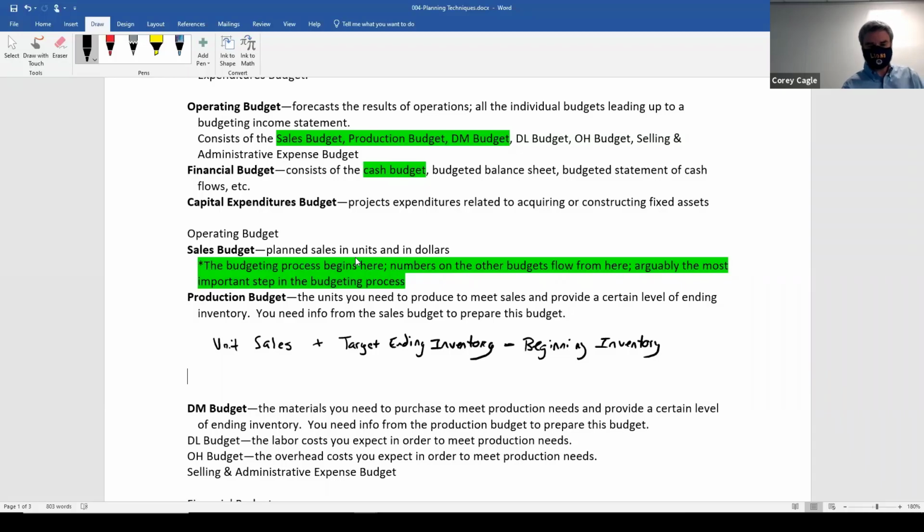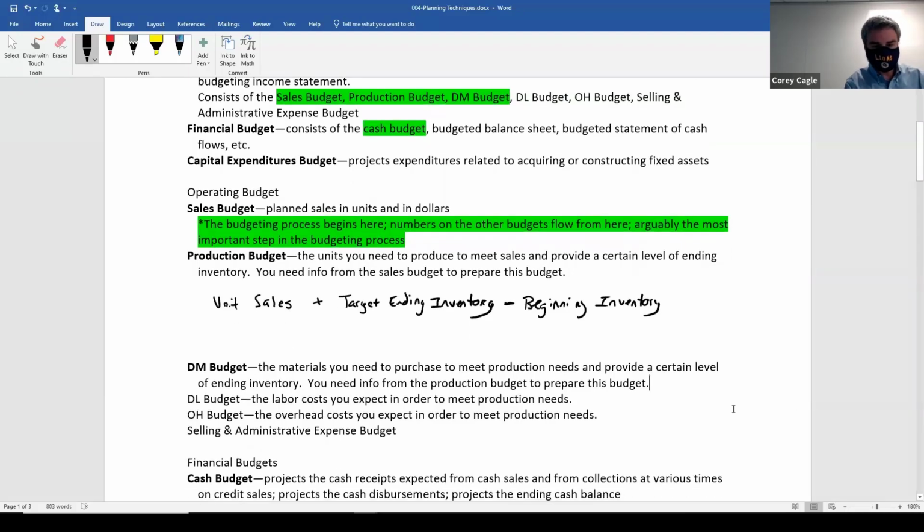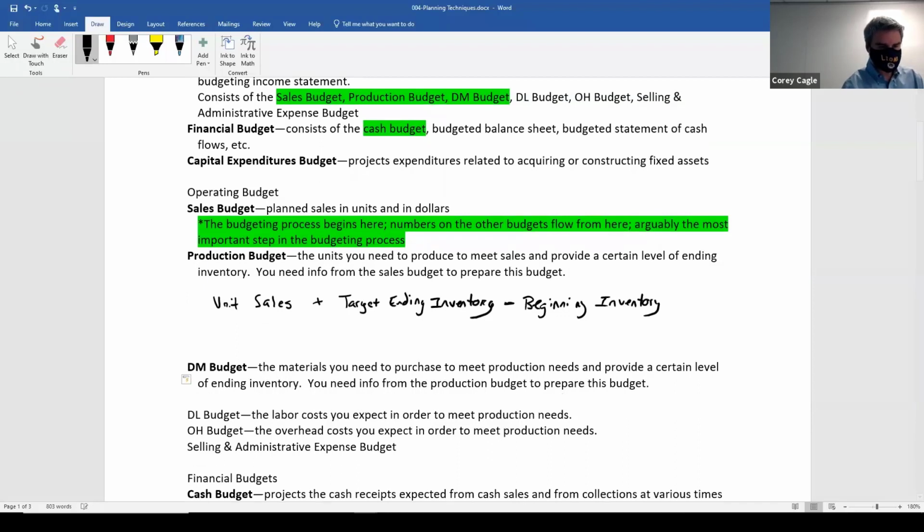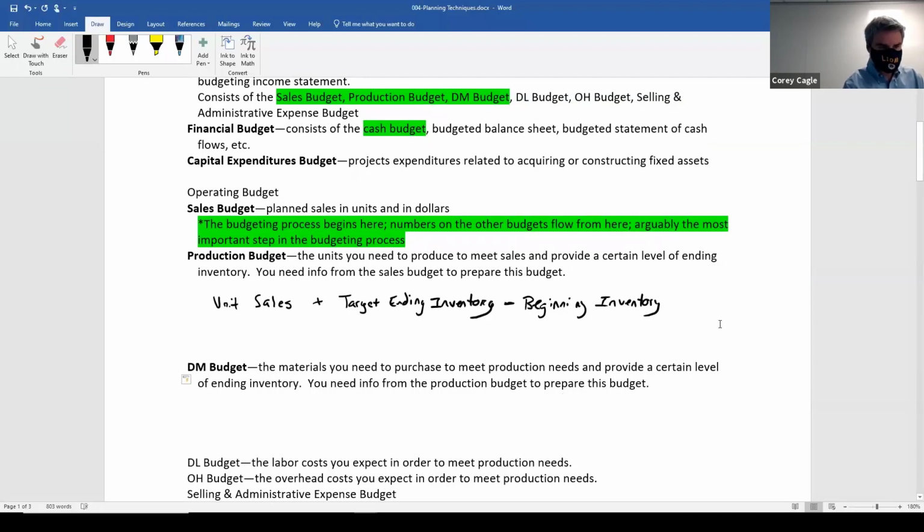You've done it a bunch of times, so it's nice and easy. But what they really like to do is ask you a question about the materials budget. The important thing to remember, that people tend to forget, is you need your production budget to do your materials budget, right? Your production budget is how many you have to produce to meet these sales. Your materials budget is how many materials you need to meet production. You're not getting materials to meet sales, you're getting materials to meet production needs, right?